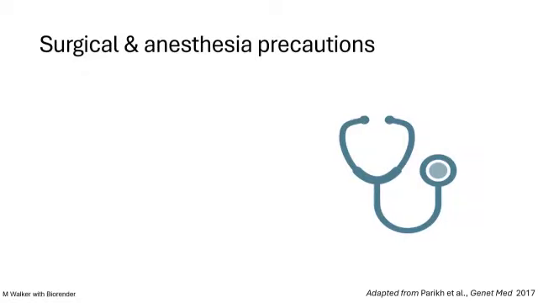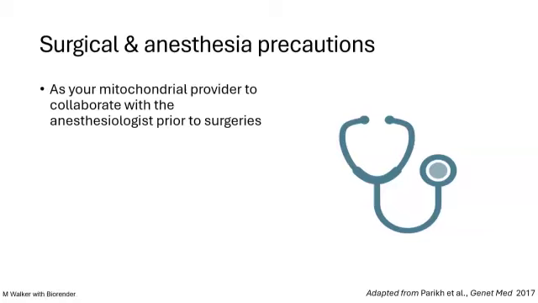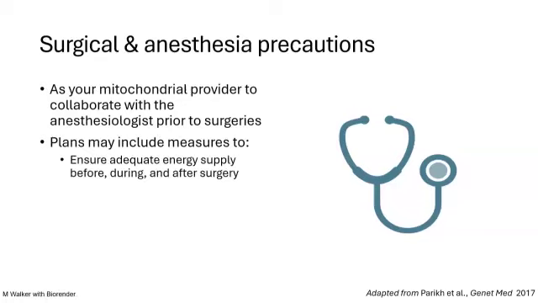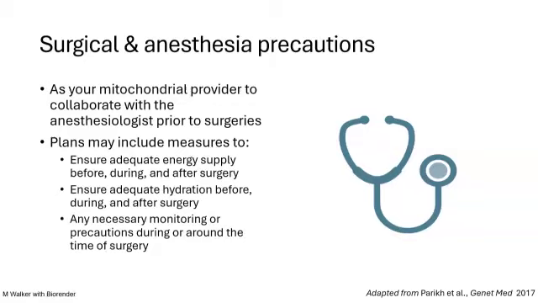So how about if you know you're going to have surgery and anesthesia associated with it, or anesthesia for an MRI or something along those lines? Your mitochondrial expert should be able to collaborate with the anesthesiology team you're going to be working with. At most large centers, anesthesiology teams will be very well familiar with these disorders, but it's always worthwhile to review. And plans will include things like measures to make sure there's adequate calories and energy sources before, during, and after the procedure, adequate hydration before, during, and after, and any extra monitoring that might be necessary.